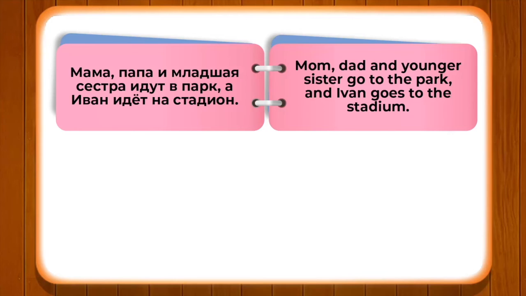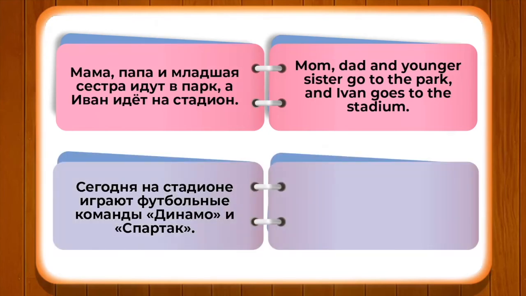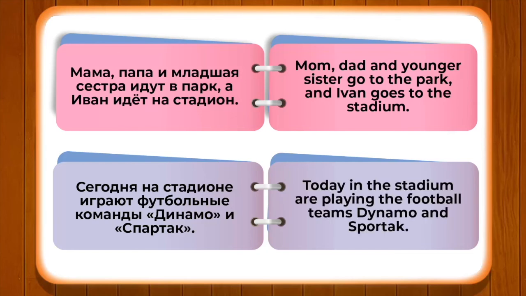А Иван идёт на стадион. А куда идёт Иван? Иван идёт на стадион. Сегодня на стадионе играют футбольные команды Динамо и Спартак. So here in this case you can see that we have used the preposition на. Сегодня на стадионе. Today at the stadium, football teams Dinamo and Spartak are playing. So you can also make your own sentences like this. I hope the text is clear to you.